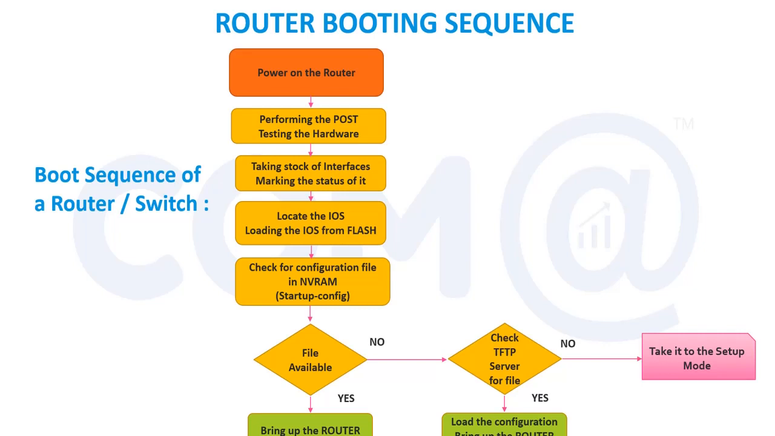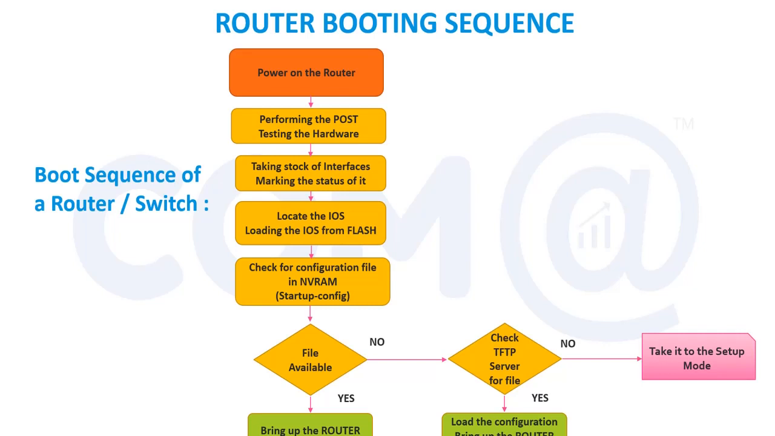Normally, the startup configuration is available in the NVRAM. So we'll probe the NVRAM for getting the startup configuration. If the file is available, I'm good, so I'll boot the router. If suppose the file is not available, I change the number to 0x2142, so I'm skipping the checking of NVRAM. I'll go and check whether I have a TFTP server and the configuration is loaded in that.